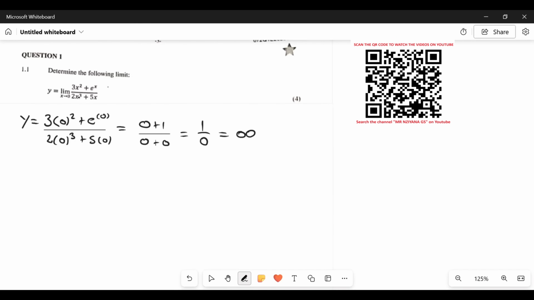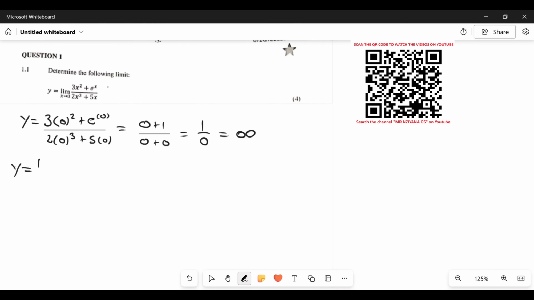Simplification won't help here. Dividing by x with the highest power also won't help here. So we need to apply the L'Hopital rule. Your question must be a fraction. As you can see, this is a fraction, we are fine with that. And we have to get infinity when we do direct substitution. Now that those two conditions are met, with L'Hopital, what you should do is differentiate the numerator and the denominator.